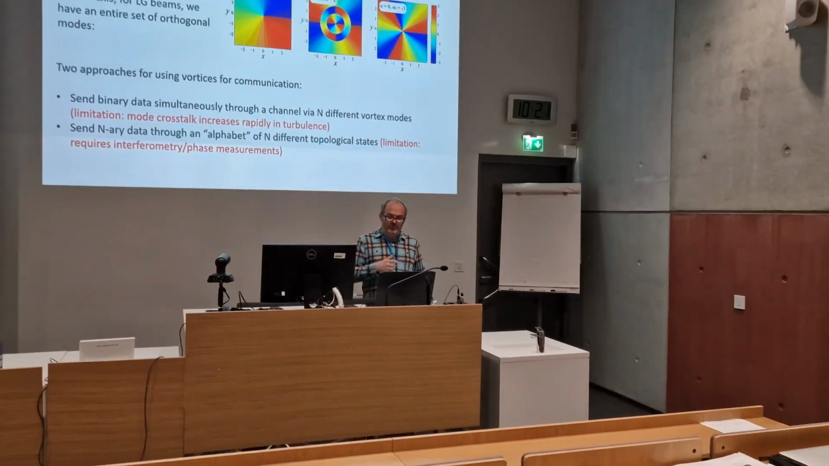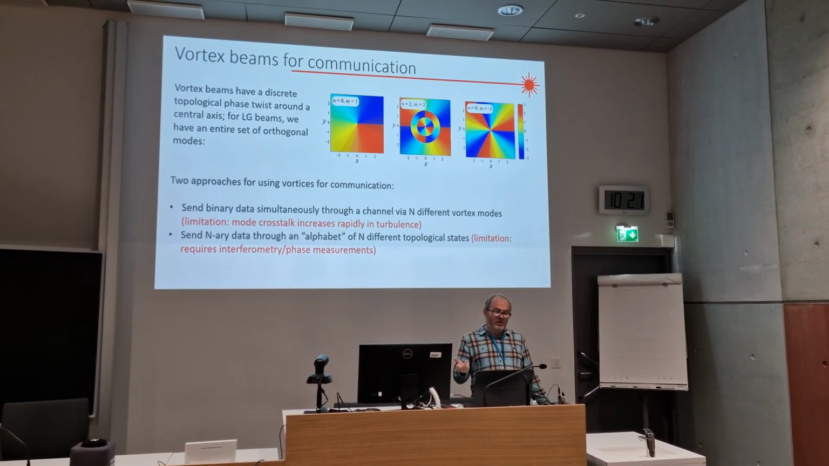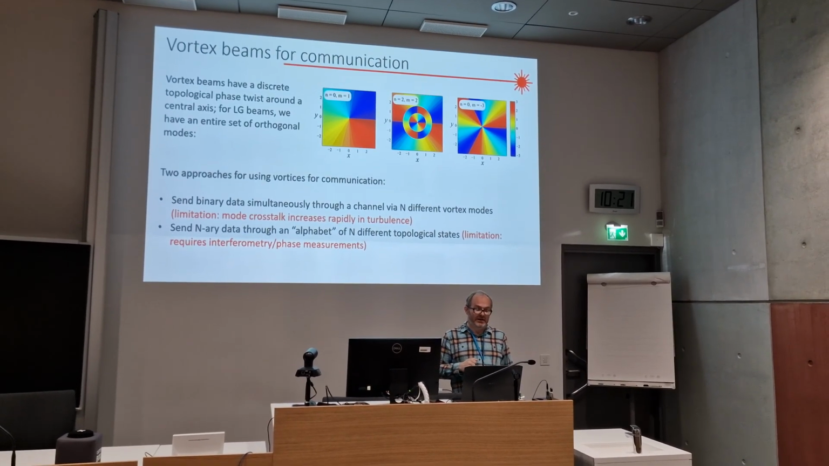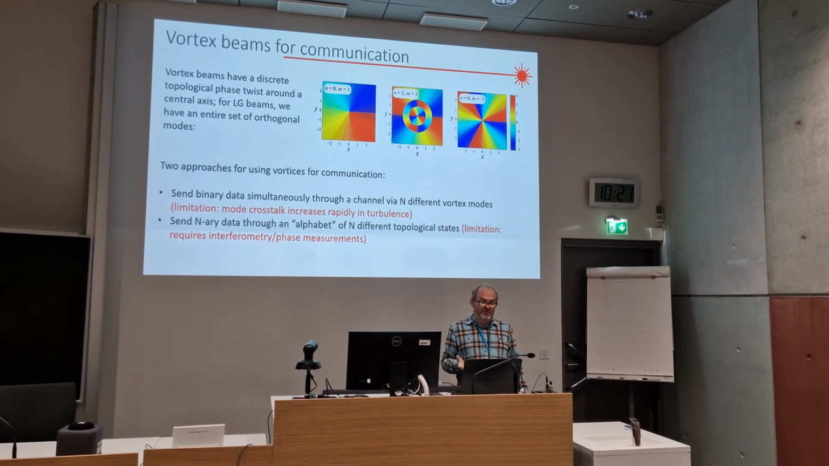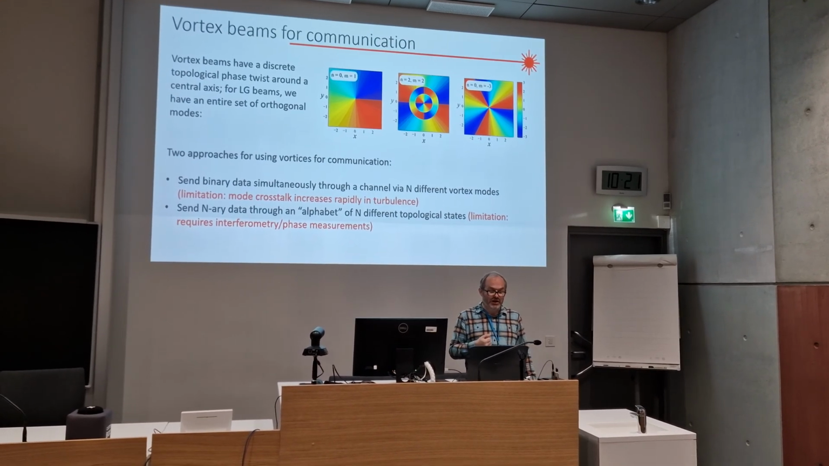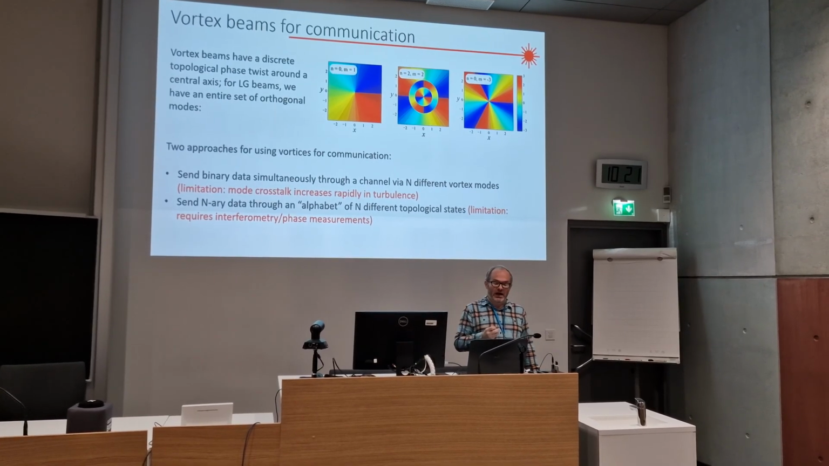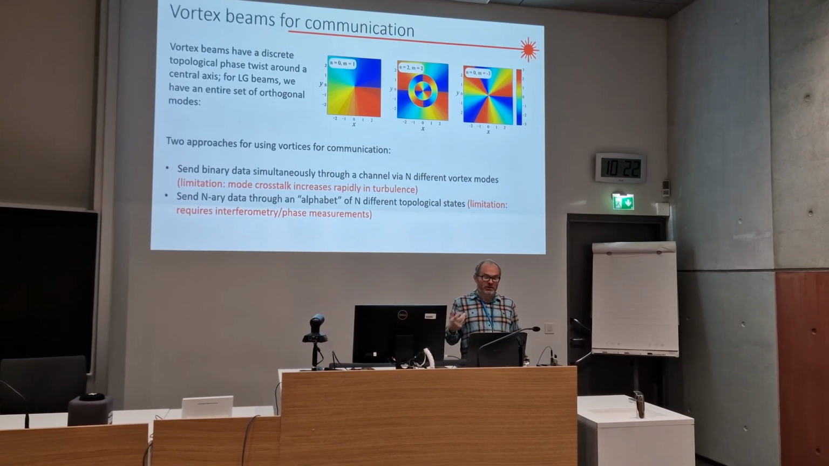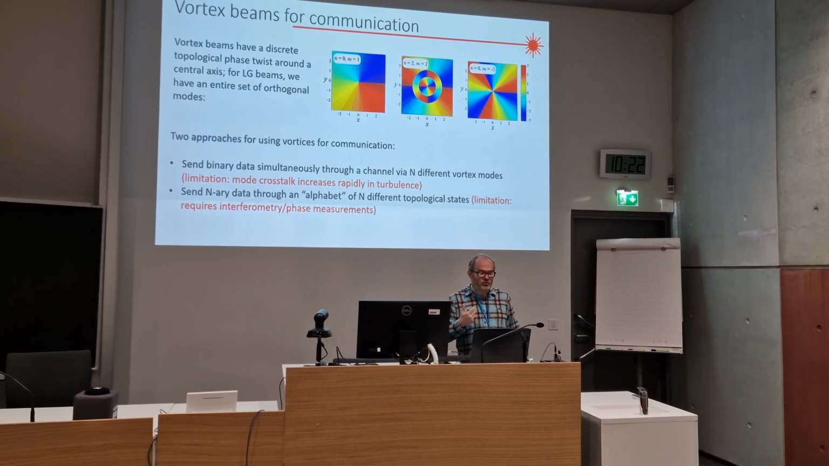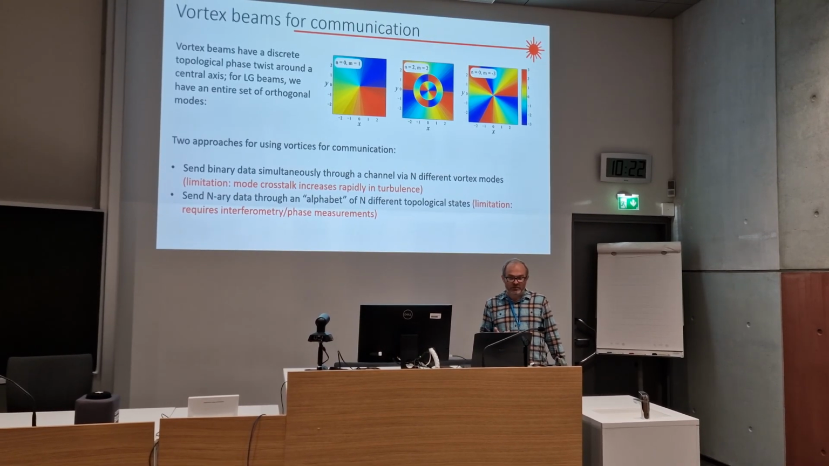Now, just a refresher, but mainly to show a couple of pictures that'll be useful later. How do we use vortex beams for communication? Well, there are actually two ways you can think about it. We know that a vortex beam is a discrete topological phase twist, the topological charge. And for Laguerre-Gauss beams, we have an entire set of orthogonal modes. And this has led people to talk about two ways you can think about sending more data than usual using vortex modes.